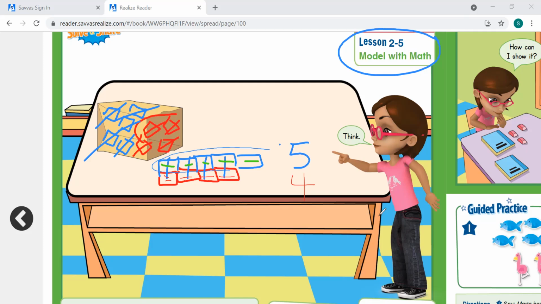Here is the 5 blue cubes. 5 is greater than 4. We're going to circle it. And this is how we model with math. We used cubes so that we could see which number is greater than the other. Let's go to the next page.